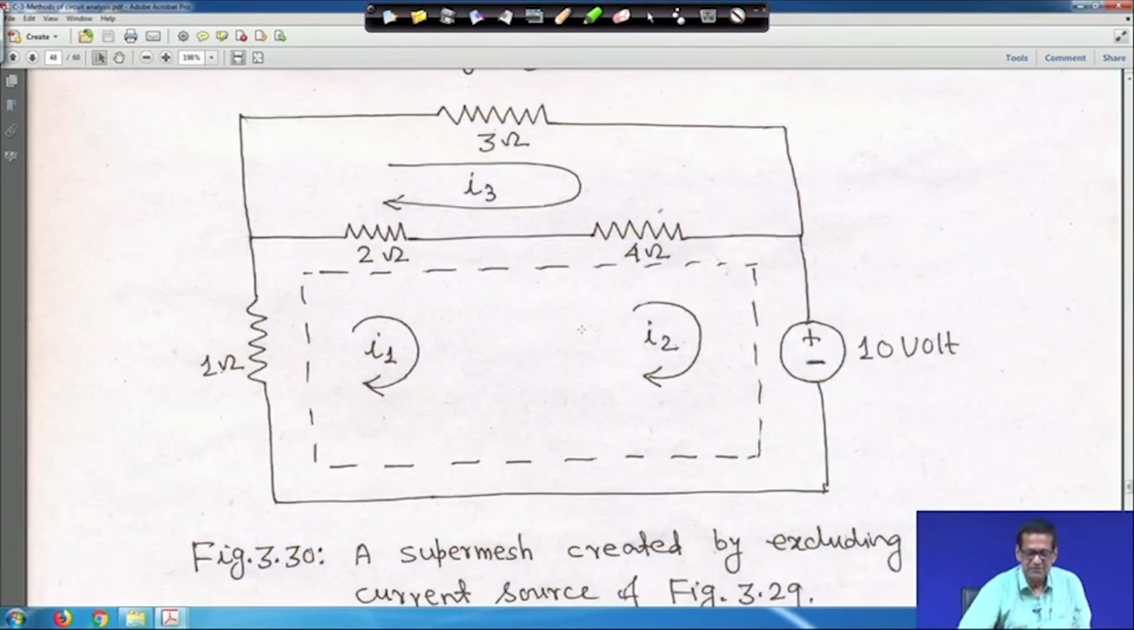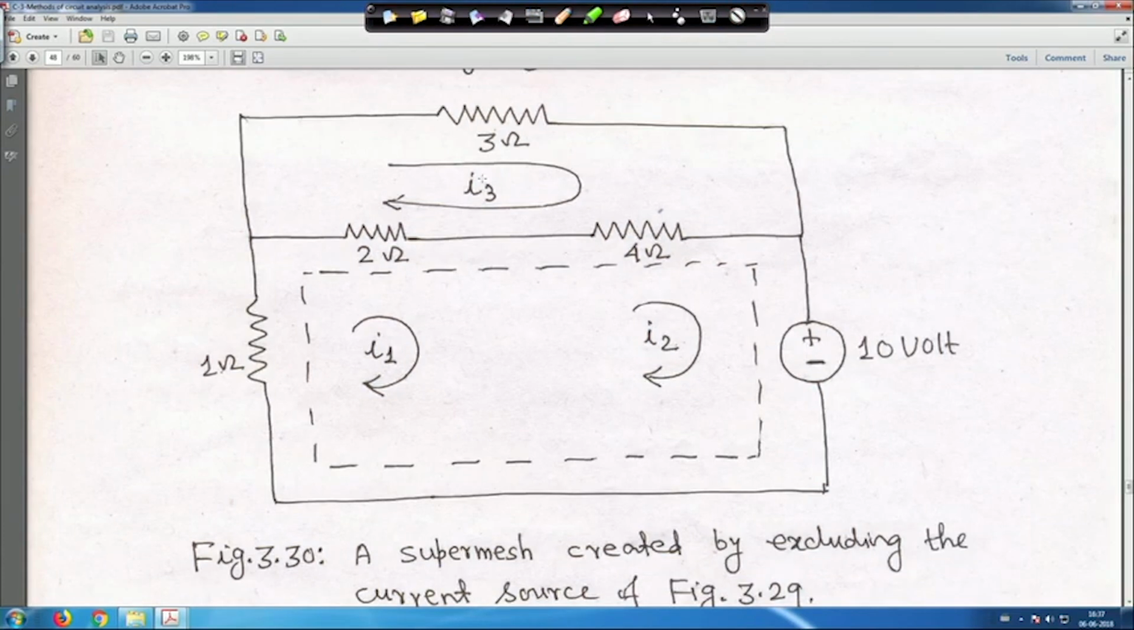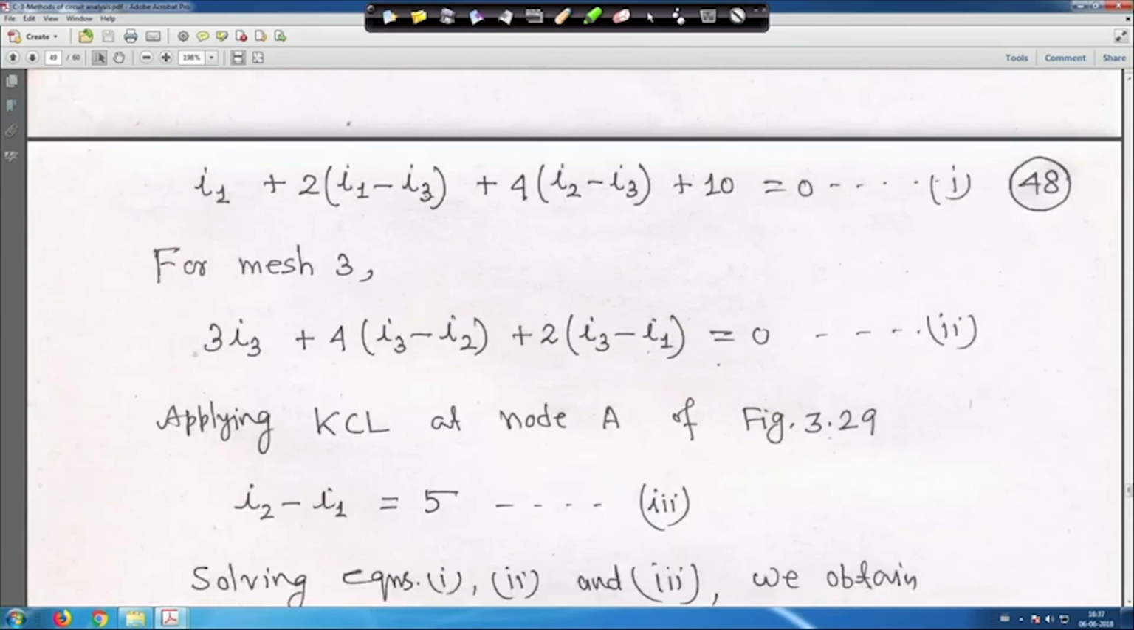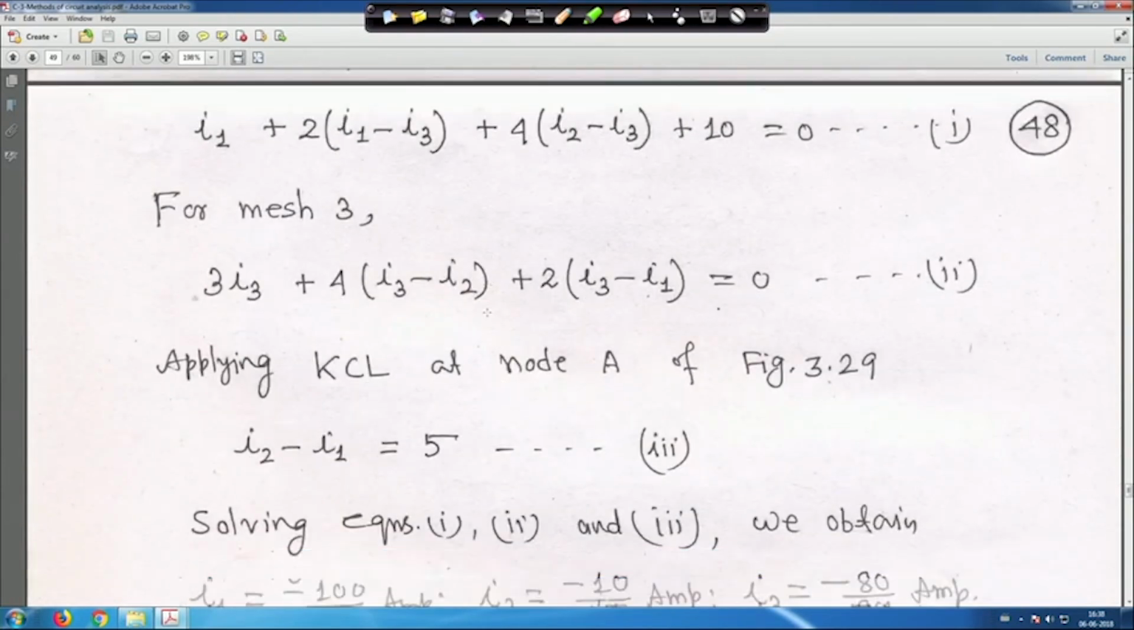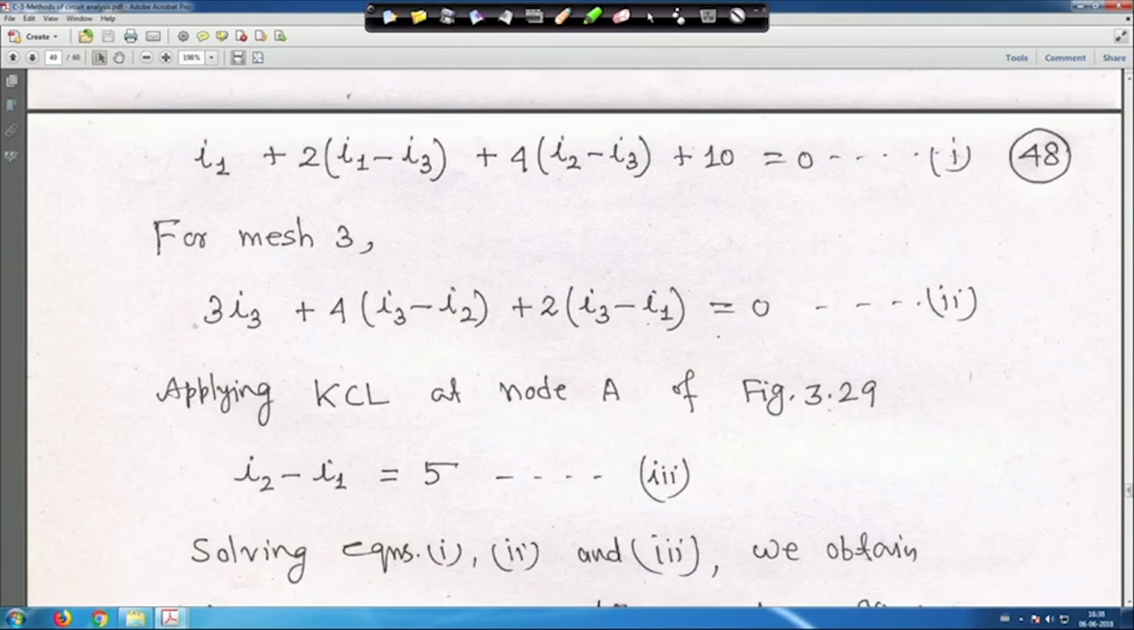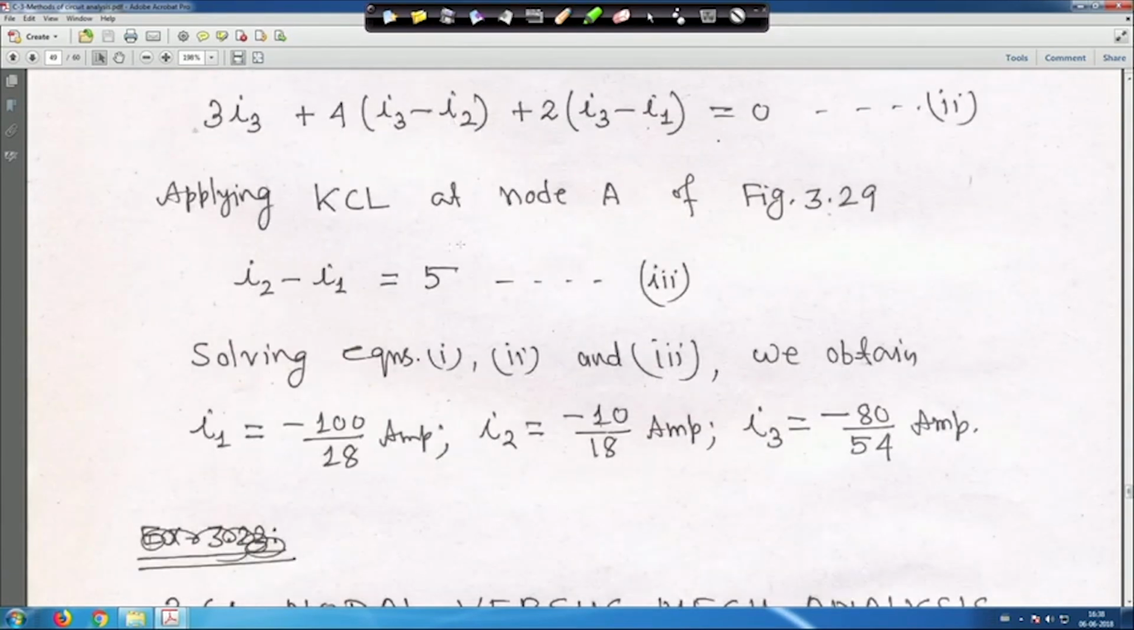Similarly, for mesh 3 you can also apply KVL. If you apply KVL in the super mesh, this is the equation I wrote for you. For mesh 3, if you apply KVL again, this is your equation. This is for super mesh 1, equation 1, and for mesh 3, equation 2. Then apply KCL at node A. I told you earlier that I2 minus I1 is equal to 5, this is equation 3.